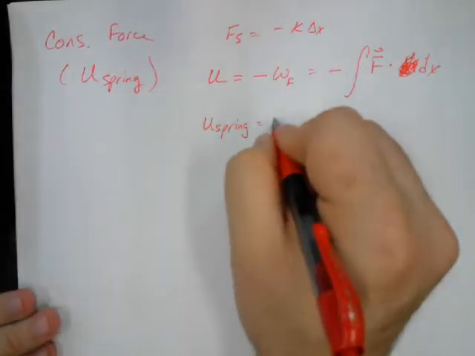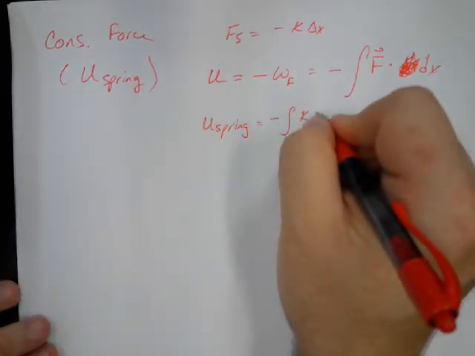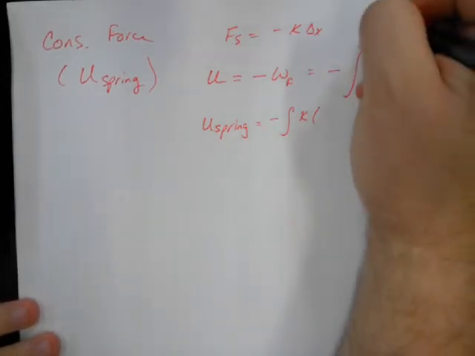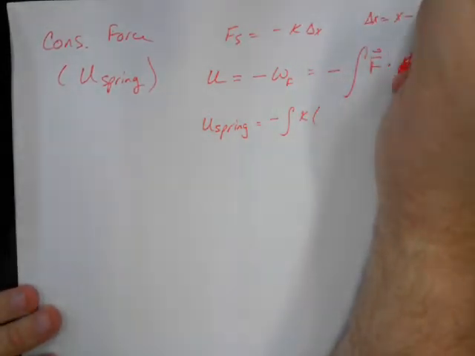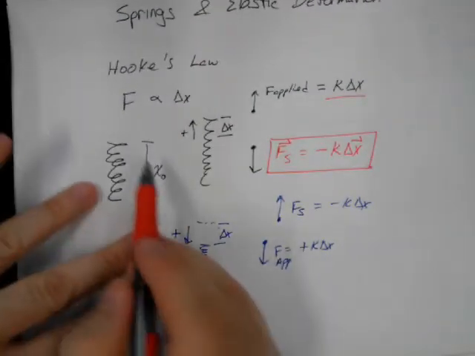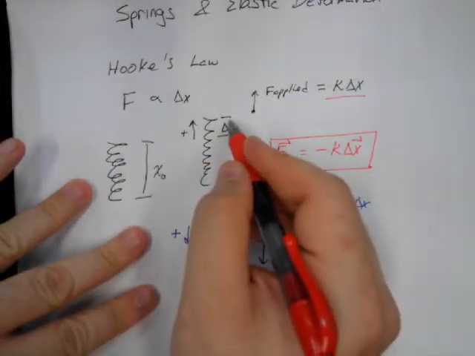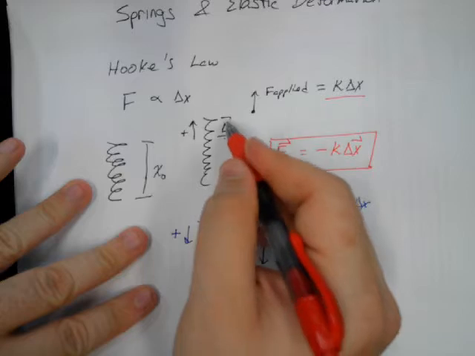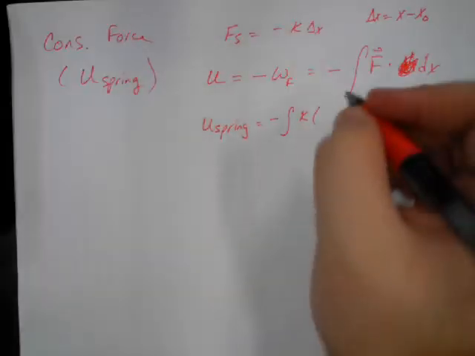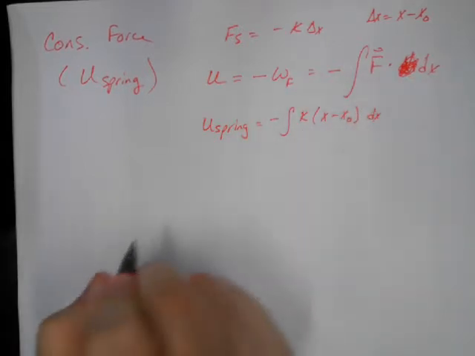it's going to look like minus the integral of k, and then we have to go and say, well, what is delta x? It is delta x is x minus x initial. Going back to our diagram here, this was x initial. If we stretch it up, its final position is up here, and so delta x is this difference. When we compress it, we shrink it down a bit. So it's going to be x minus x initial dx.